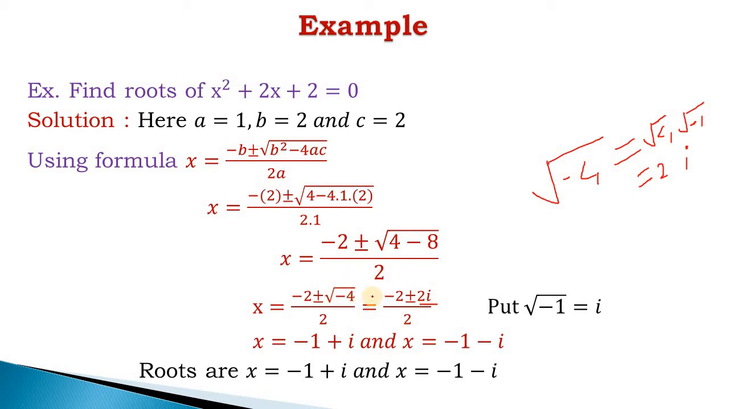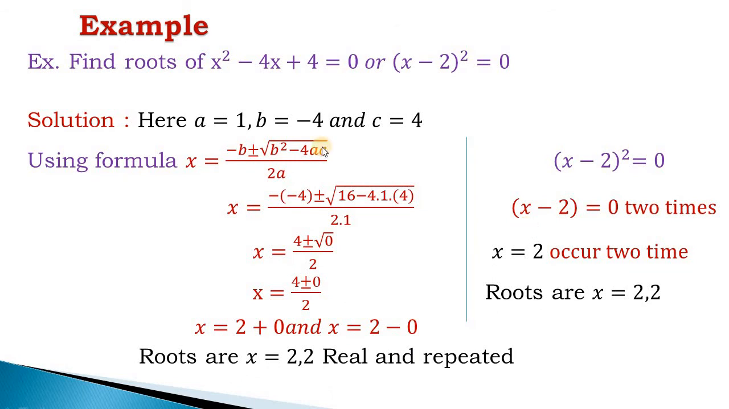So when this value is negative, we get a complex part or imaginary value. And then when I take one time plus sign, minus 2 plus 2i by 2, that is minus 1 plus i, and minus 1 minus i, those are the roots. And you can see here they are the conjugate of each other. Okay. So here we get complex roots. Now let us see the third example.